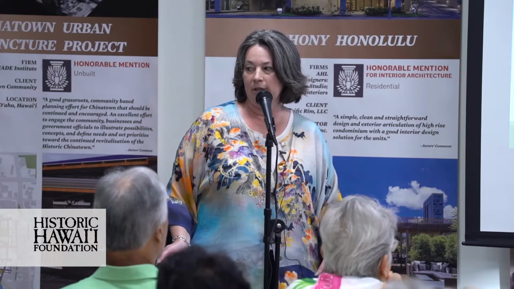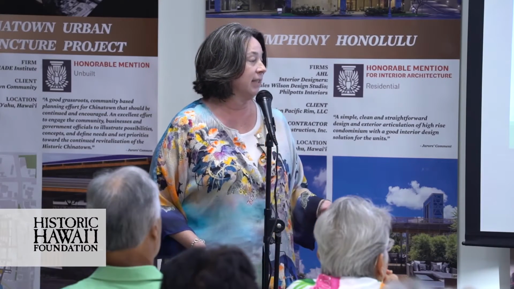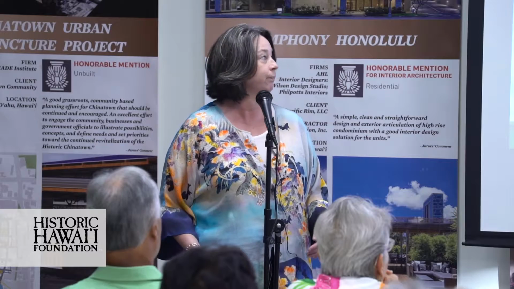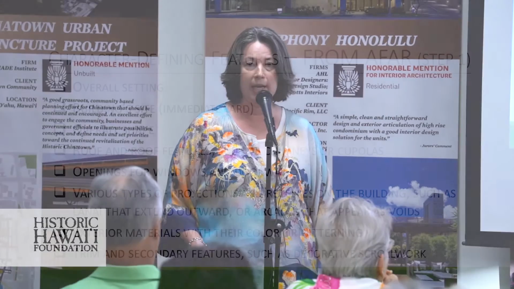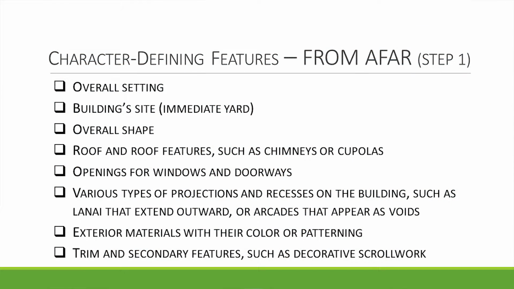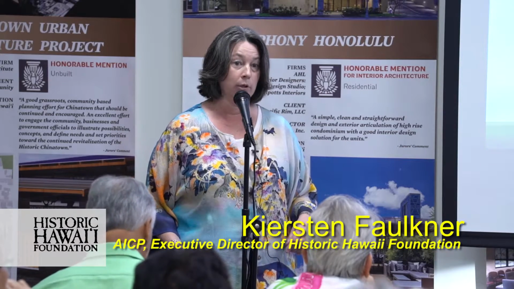So we break down these character-defining features in a couple of ways. How do you identify them? The first is from a distance. So not way up close, but understanding the features of the site or the landscape from afar. So looking at the setting, the site or the yard, the overall shape, the roof shape, which is often very distinguished, openings for windows and doorways, different types of projections or recesses, major exterior materials, which can include patterns and color, and trim and secondary features can also be really important.